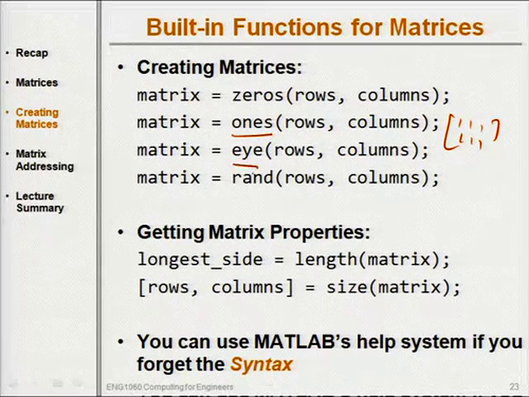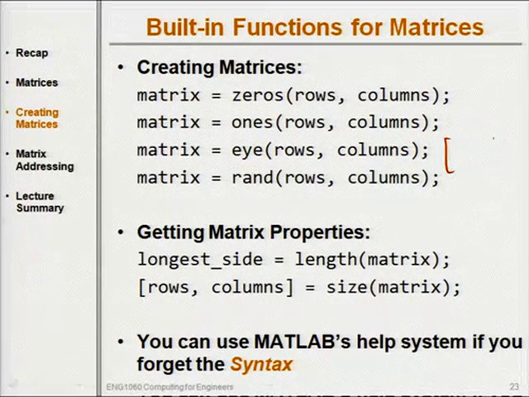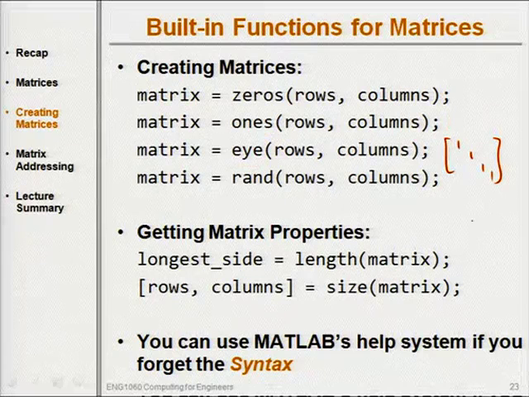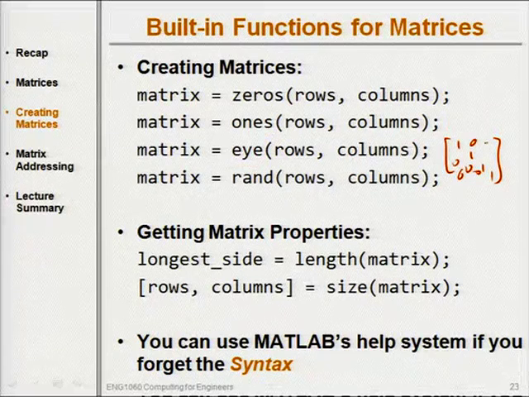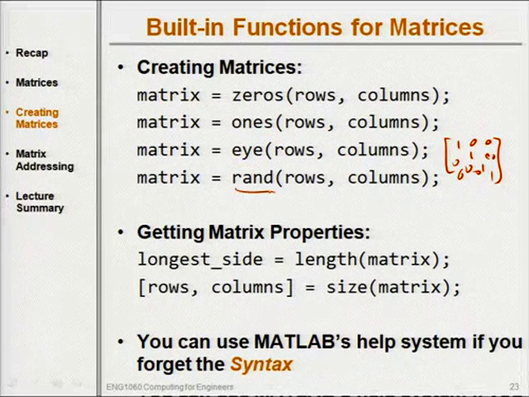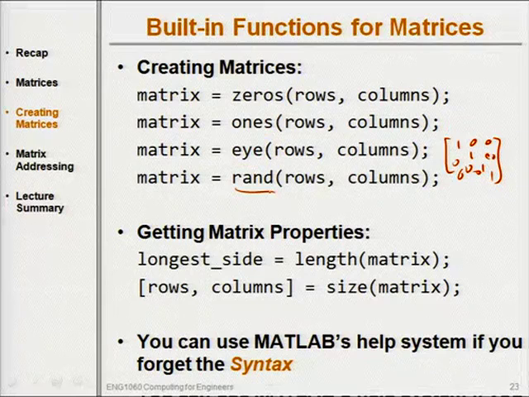Then you have I. The I of a matrix is basically a matrix that has 1 along the diagonal, and everything else is zeros. And rand will just create a matrix containing random numbers.